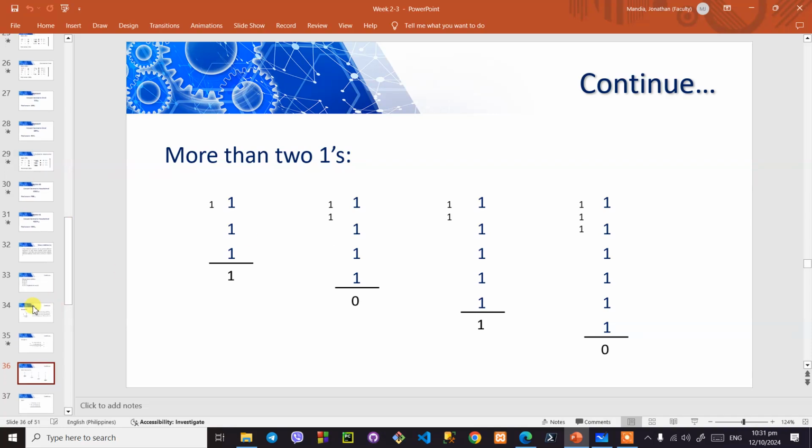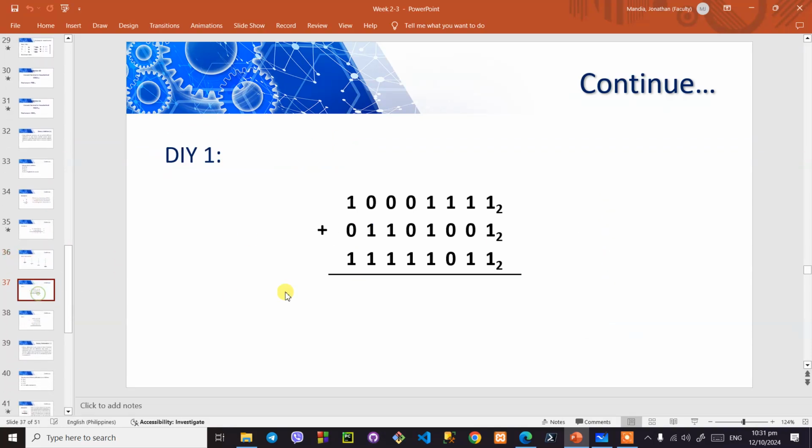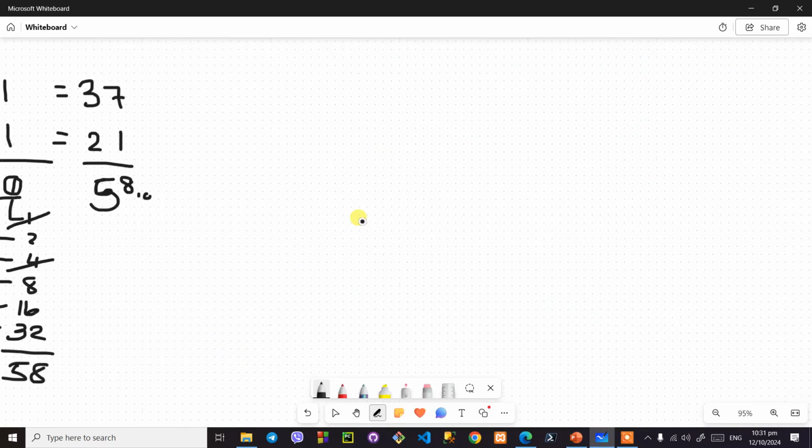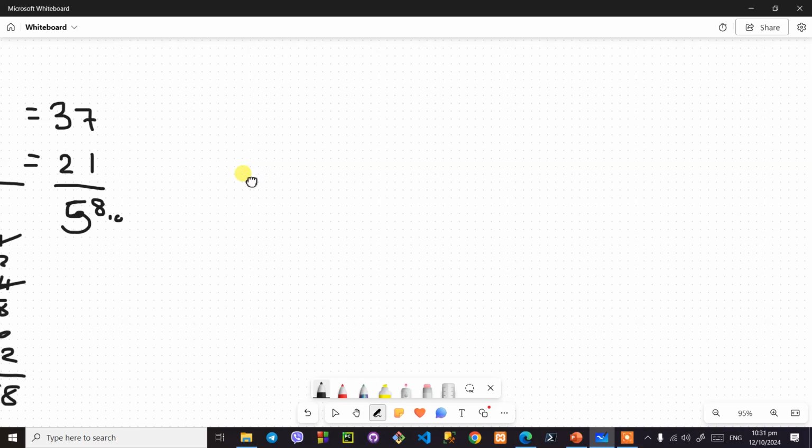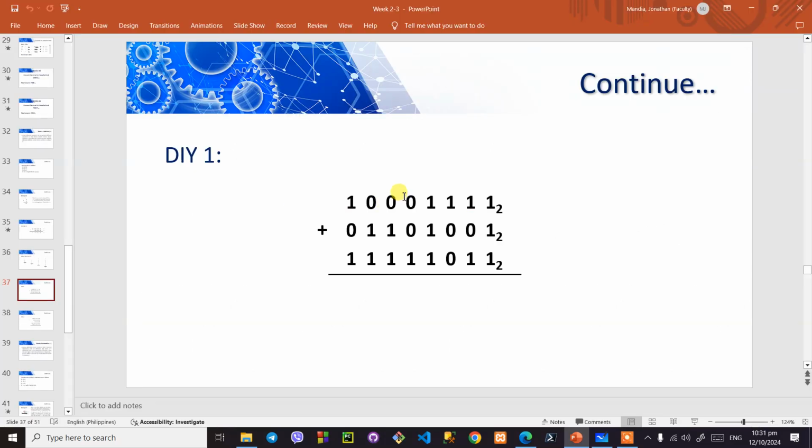So for example, on our slide here, I already prepared it. We have 1, 0, 0, 0, 1, 1, 1, 1, 1. Then 0, 1, 1, 0, 1, 0, 0, 1. Then 1, 1, 1, 1, 1, 1, 0, 1, 1. So, three layers of binary equations. We put it on our whiteboard here, and we transpose the equations from the slide.